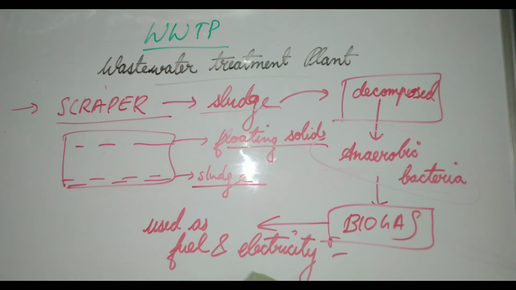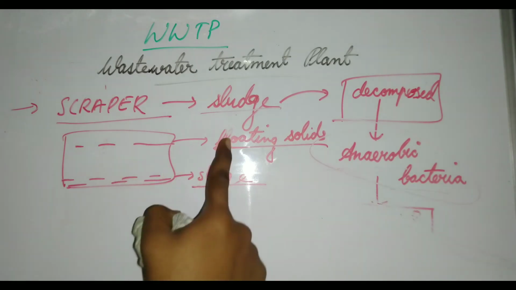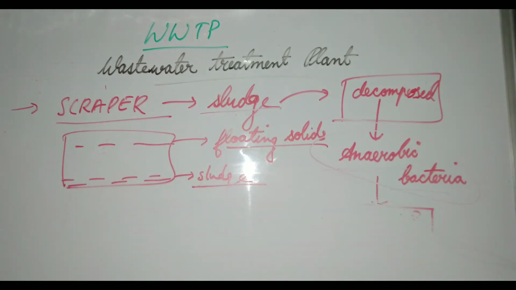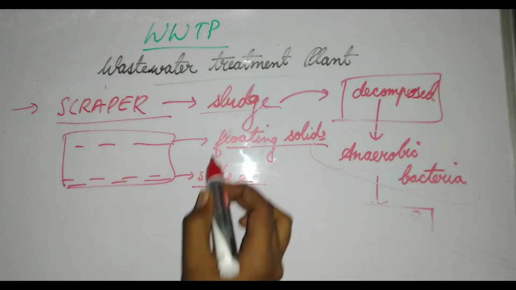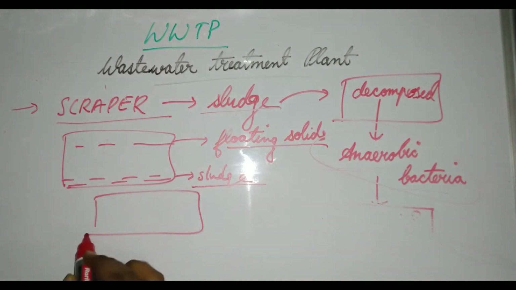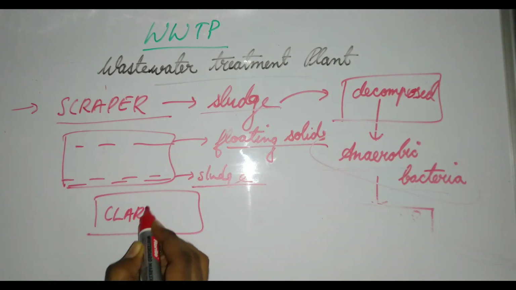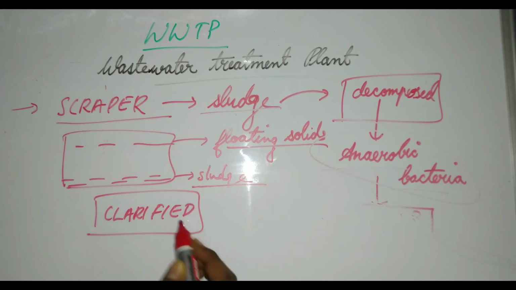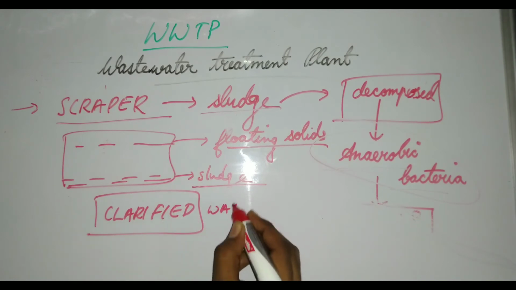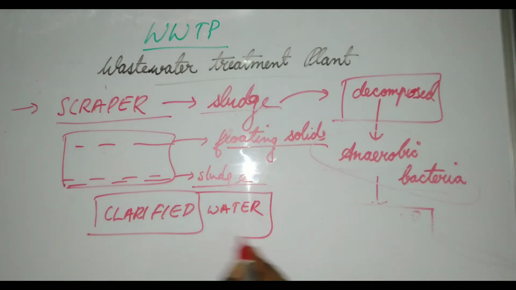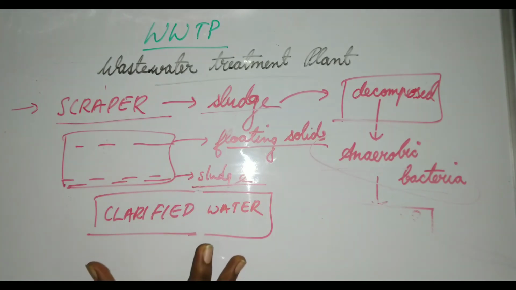Then clarified water. So when we remove these two things, then what is left out? See, when we remove these two, now what will be left out? In the tank, clarified water will be remaining. We can say it is basically clarified water. So in the tank, clarified water is left out.